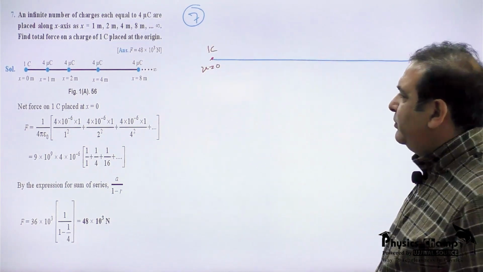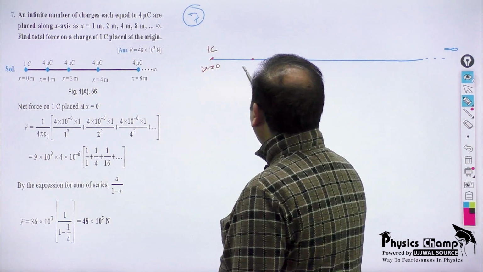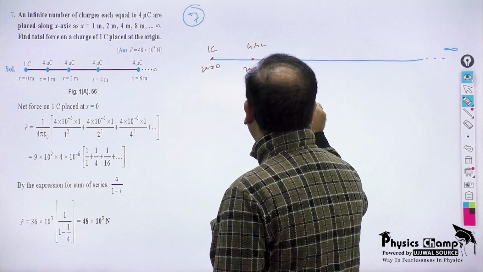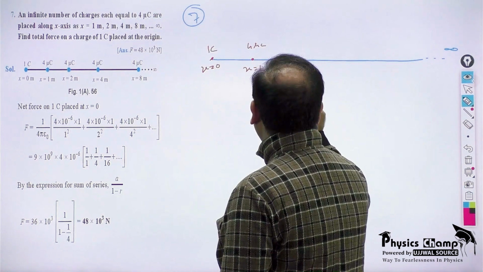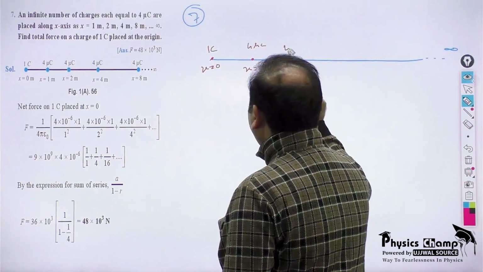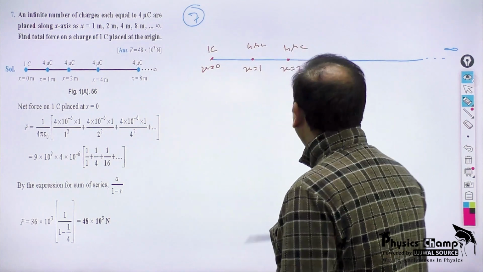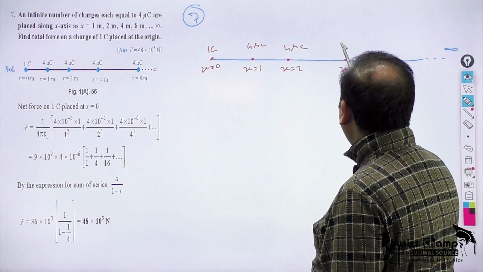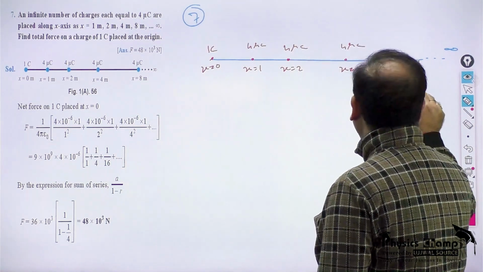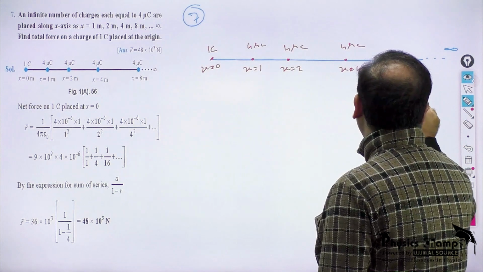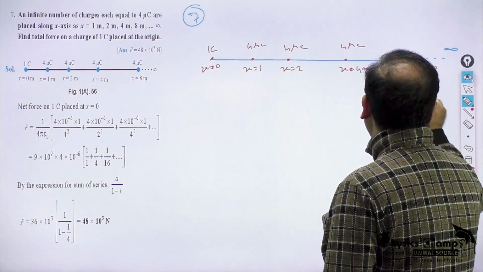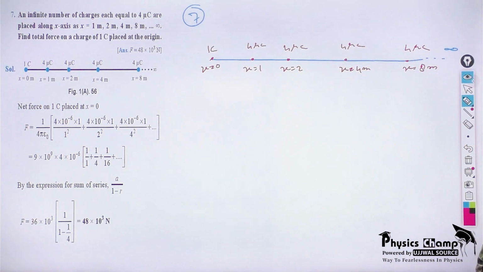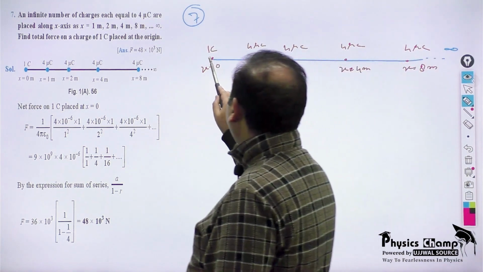placed. But at x equal to 1 meter, we have a charge of 4 microcoulomb placed, and at x equal to 2 meter, we have a charge of 4 microcoulomb again placed, and at x equal to 4 meter, we have a charge of 4 microcoulomb again placed, and at x equal to 8 meter, we have a charge of 4 microcoulomb placed again, and like that. What is the net force on this?